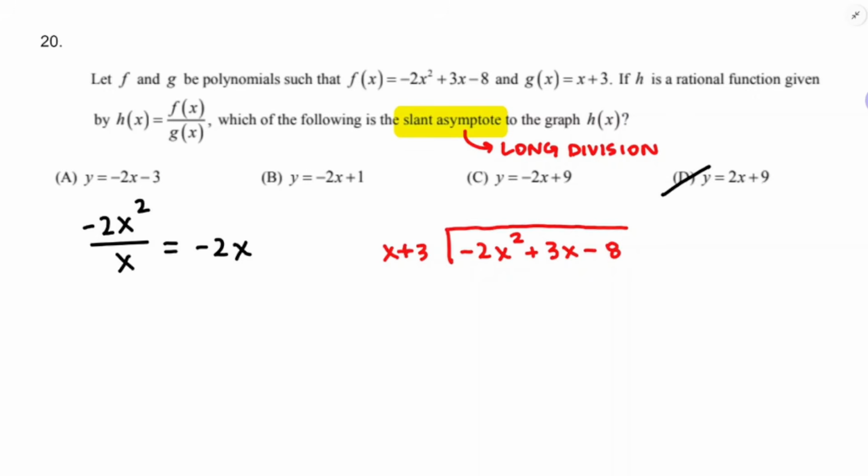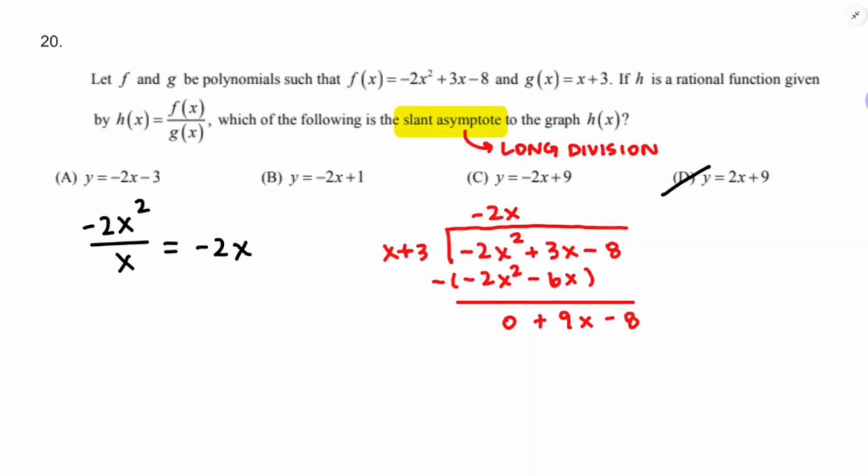Right, there we go. So what do I multiply x by to get negative 2x squared? We get negative 2 and an x. I'm going to distribute the negative 2x across the x and the plus 3, and get 6x. I'm going to subtract that, and I'm going to be left with 0, and 3 minus negative 6 is positive 9.